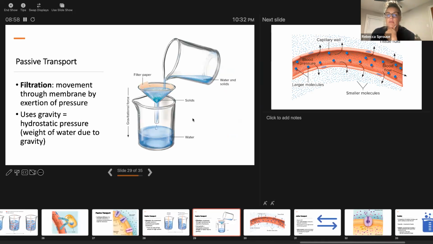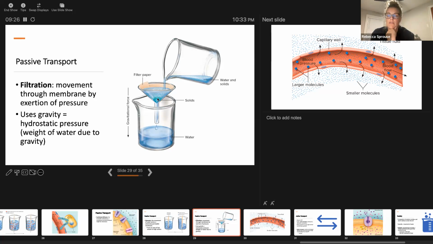Filtration is our next type of passive transport. So filtration is based upon something called hydrostatic pressure. And hydrostatic pressure is basically the pressure of water influenced by gravity. So gravity is a force here pushing down on this filter system, and that's going to force water through this filtration system. What it's also going to do is separate the solid material, which will get caught in the filter paper. And then the water will just be left, which is the solvent.